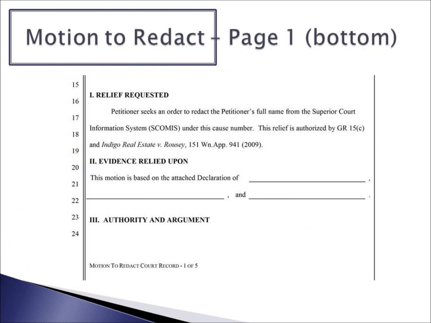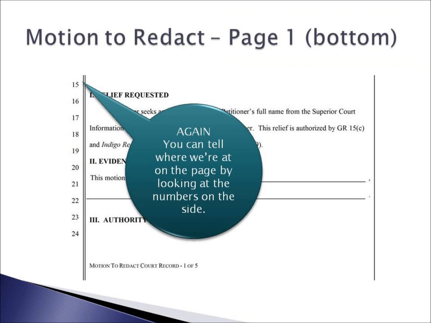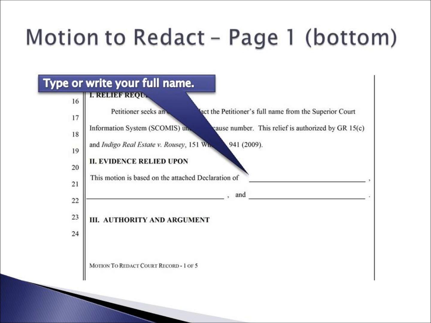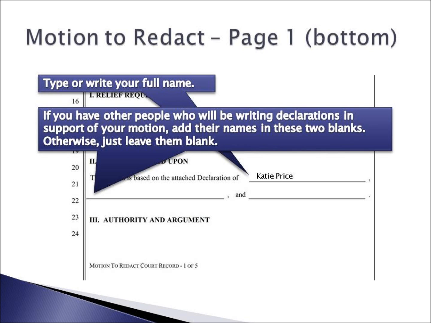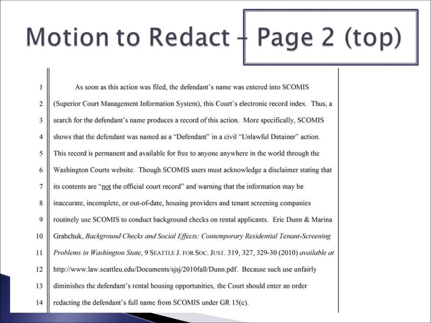Now, although we're still on the motion to redact, we're moving on to the bottom of the first page. Remember, you can always look at the numbers on the side of the page to find out where we're at. Since almost all of the facts of your case will be found in the declaration, it's important to make sure the court knows to look at the declarations, right? So make sure to fill in your name here. If you have other people who would like to make a statement on your behalf, fill in their names here. Otherwise, just leave the next 2 blanks empty. That was quick.